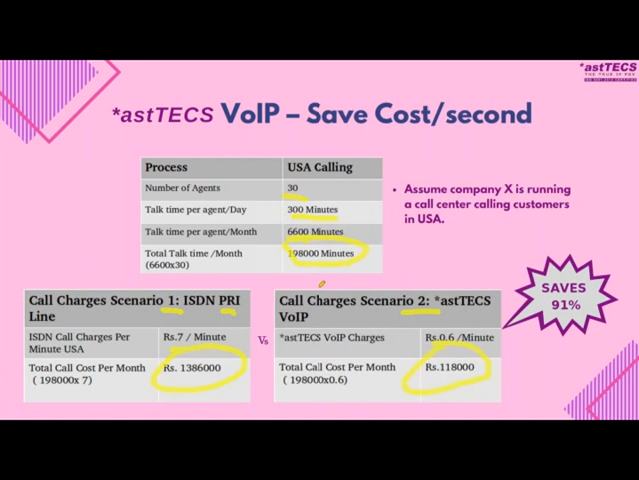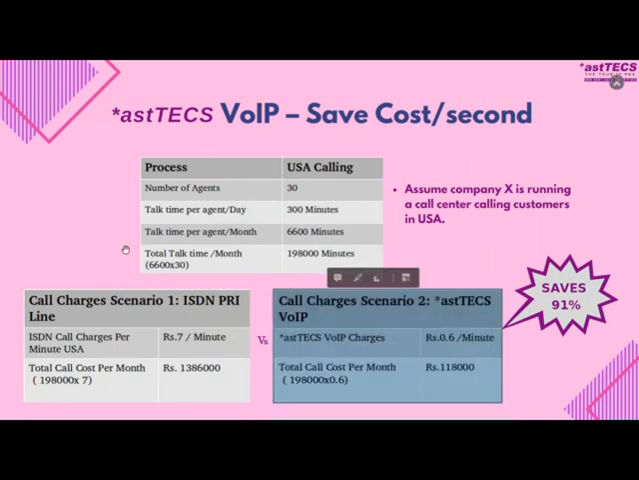So the point is that by using the VoIP route, you will be able to save a huge cost in your entire telecom expense. Now, what astTECS has to offer to all our partners and customers is something astTECS is venturing into. We already have a set of customers using our VoIP services, and we see a very good cost reduction with all of them. So we wanted to extend this service to all our partners. We have a separate price list for almost all the countries.